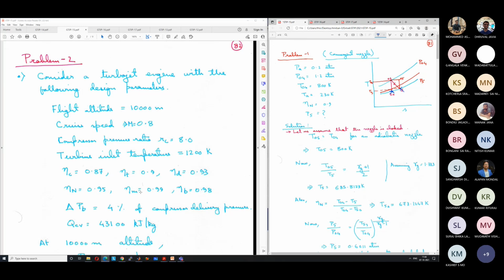Mechanical efficiency. Remember what the mechanical efficiency is? Mechanical efficiency is given as 0.99. What is this mechanical efficiency? Transmission efficiency, correct. It is the efficiency with which the power from the turbine is transmitted to the compressor. And combustion efficiency is given as 98%.